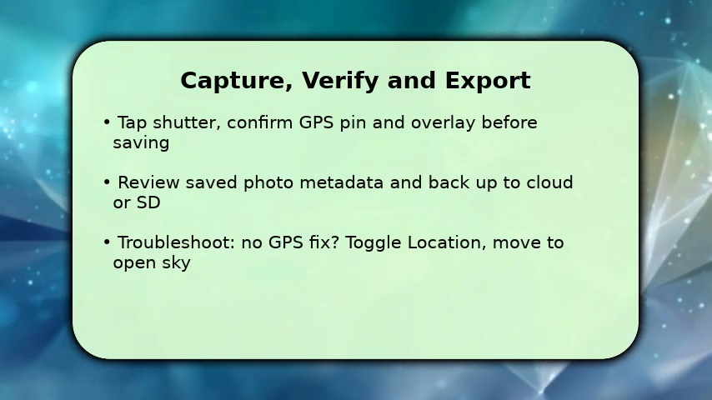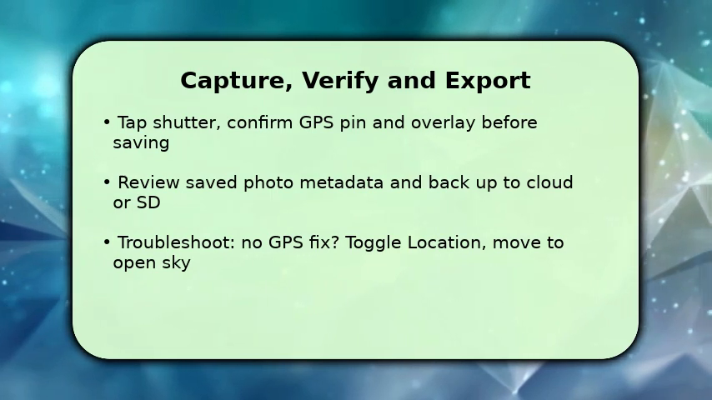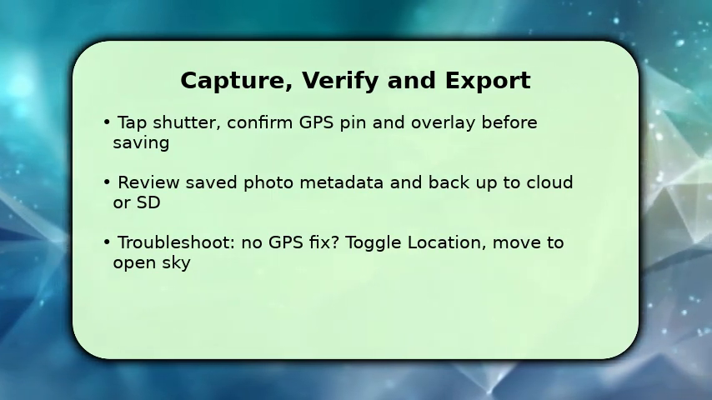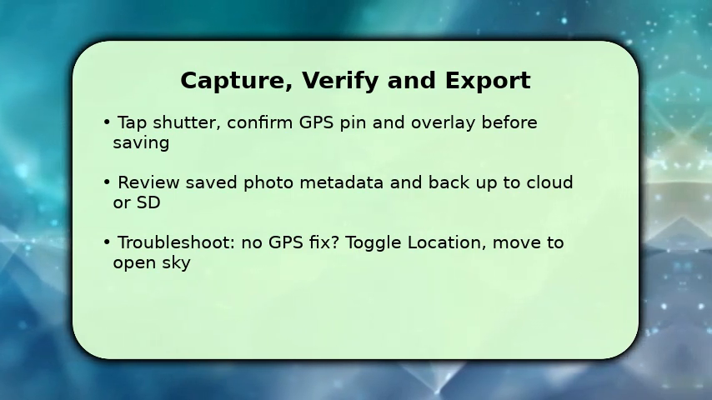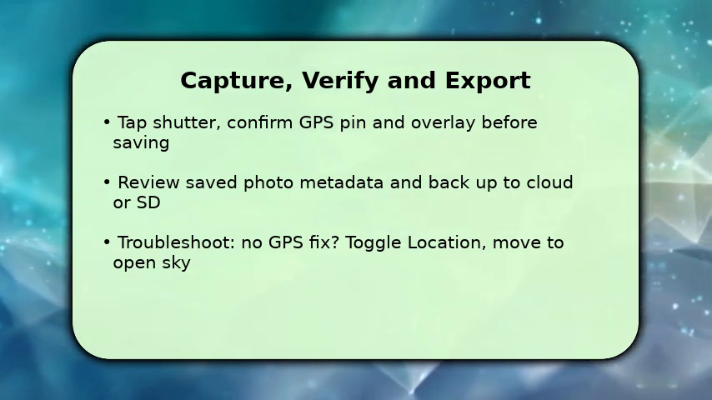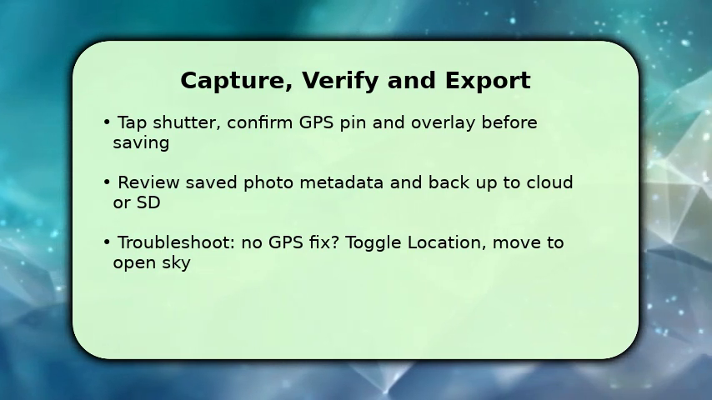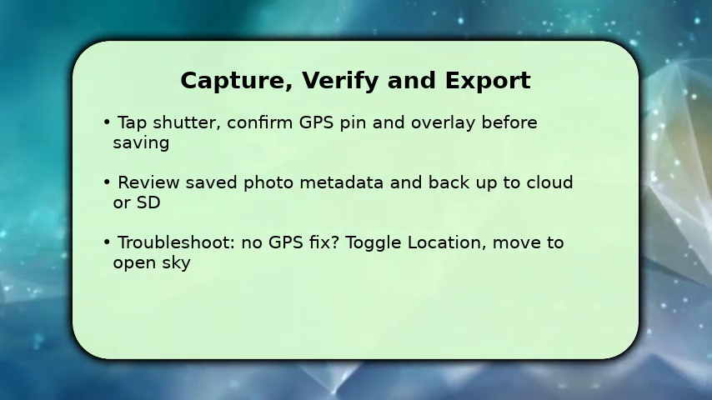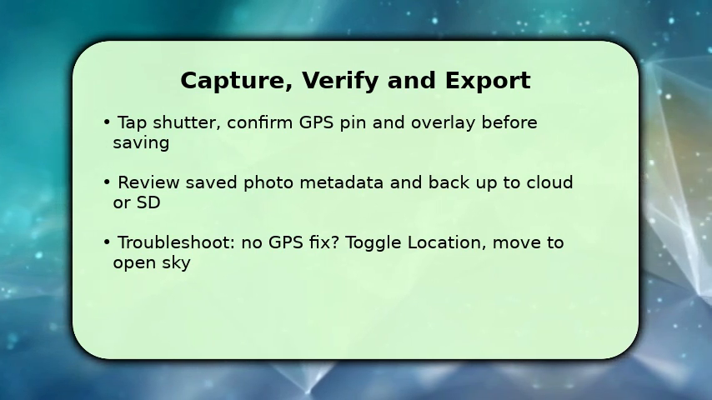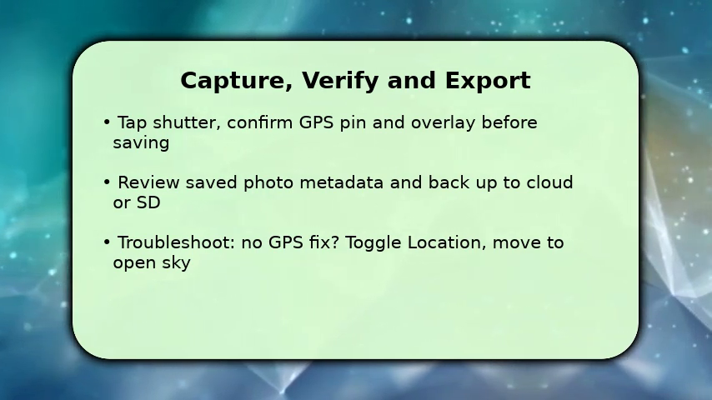You're ready to capture. Frame the subject, confirm the GPS pin and overlay display correct coordinates, then tap the shutter. After saving, immediately review the saved photo's metadata to verify coordinates, time, heading, and altitude are present. This prevents wasted trips. Export or share using the app's export function and backup to cloud or SD.